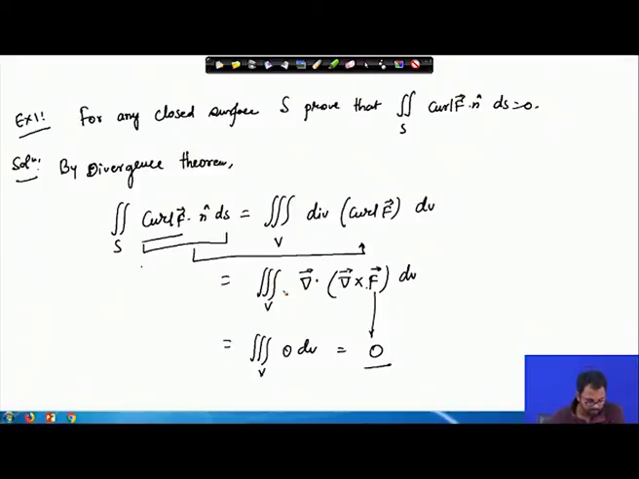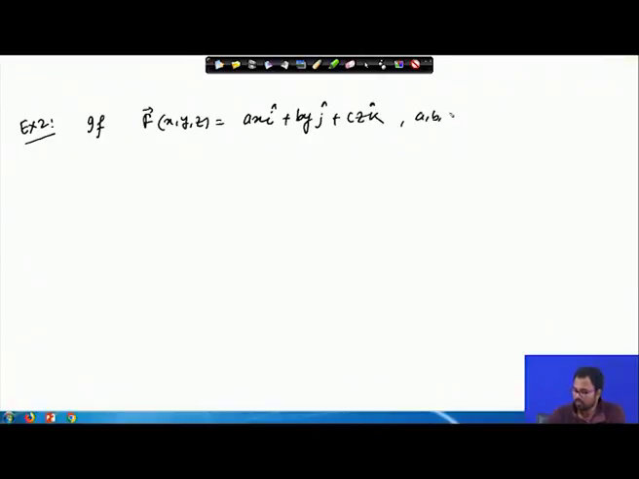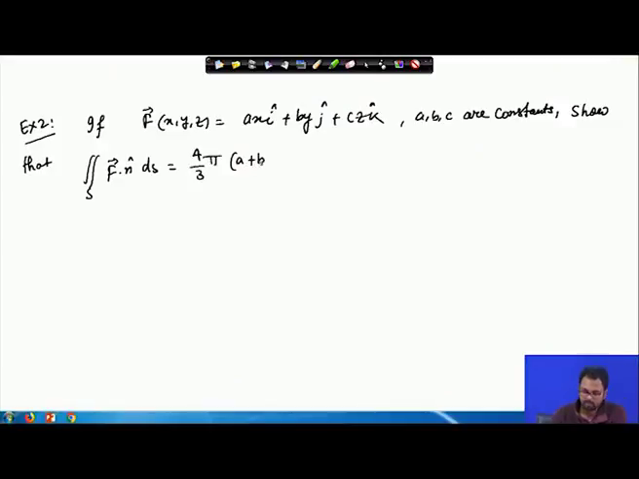Now, let me consider another example. Example 2: if f(x, y, z) equals a x i plus b y j plus c z k, where a, b, c are constants, then show that the surface integral of f dot n dS is equal to 4 by 3 pi times (a plus b plus c), where S is the surface of the unit sphere.